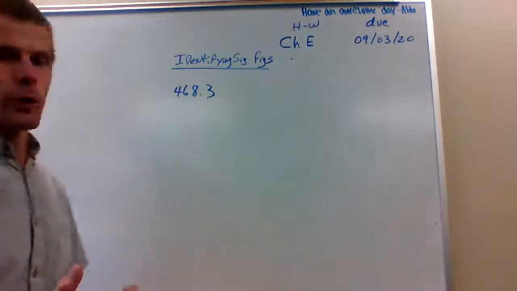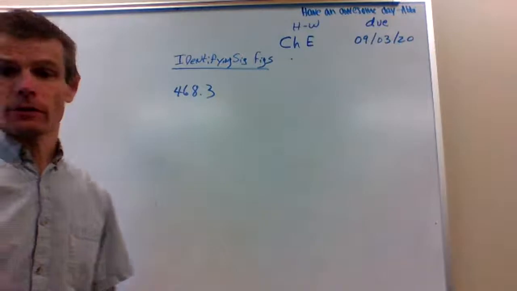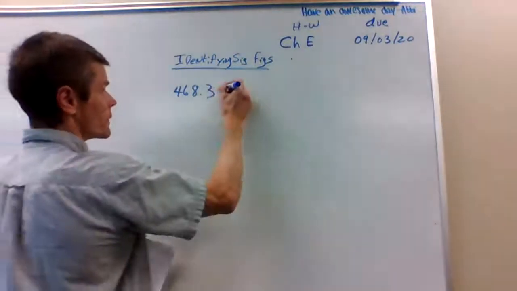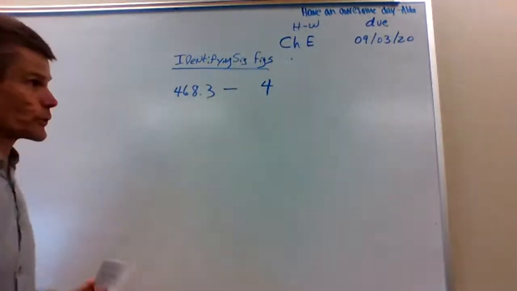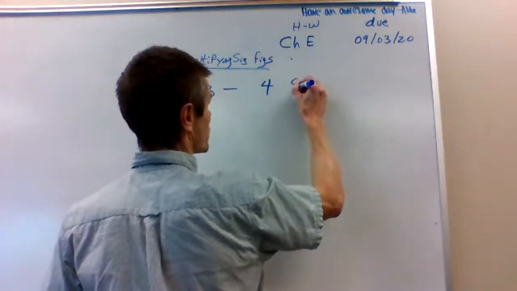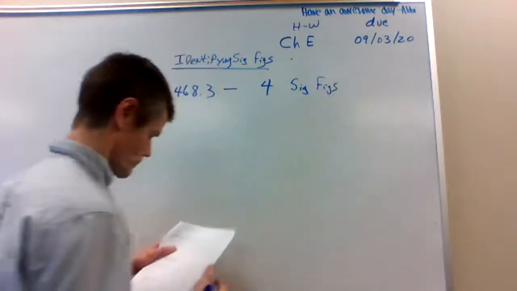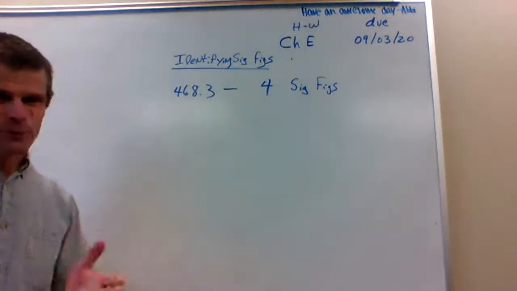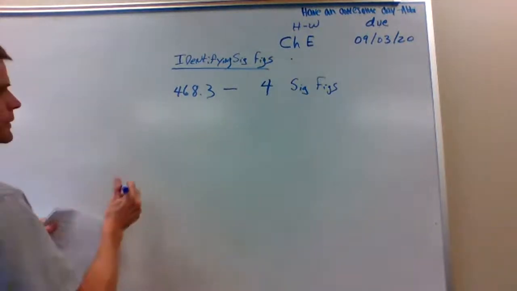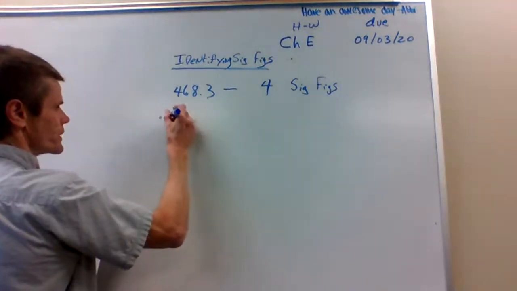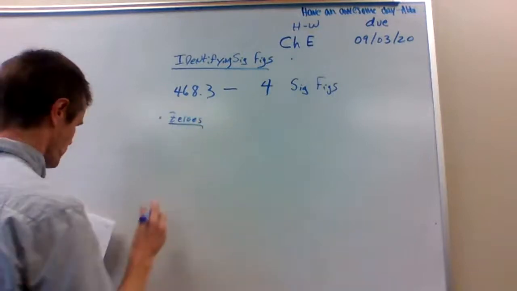When the data that we're working with has no zeros, all of the digits are significant. This one has 4 significant figures, 4 sig-figs. Cool. Zeros become a little difficult. They require some rules. Rules for zeros. Zeros are difficult.